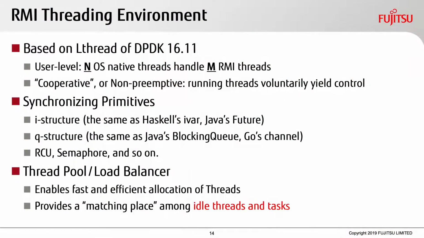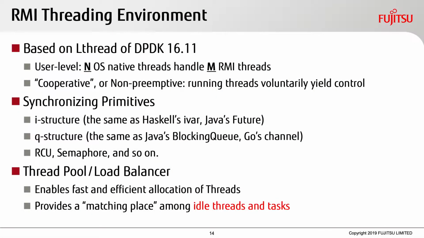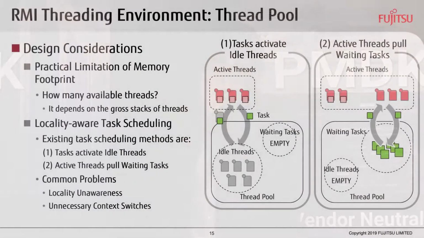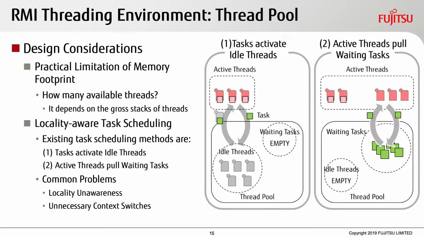This slide explains how we implement the thread pool for RMI. We have to consider two issues to design thread pools. First one is limitation of memory footprint. If there are a lot of available, runnable threads in the system, it consumes a huge amount of memory. It depends on the growth size of the stack of functions. Therefore, we have to consider the nature of target applications. And the second one is locality. We don't want to waste the effectiveness of cache, and we want to reduce the number of context switches. So locality awareness is an important issue for thread pools.